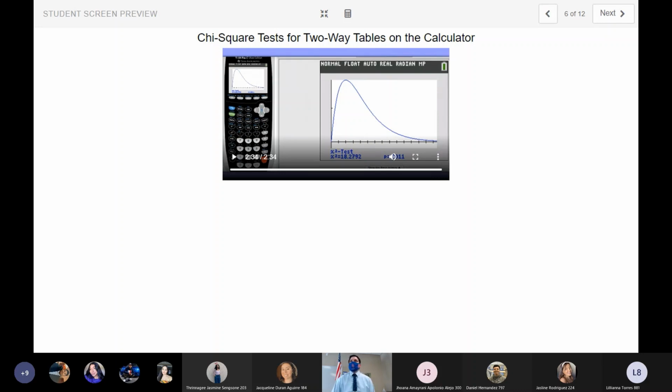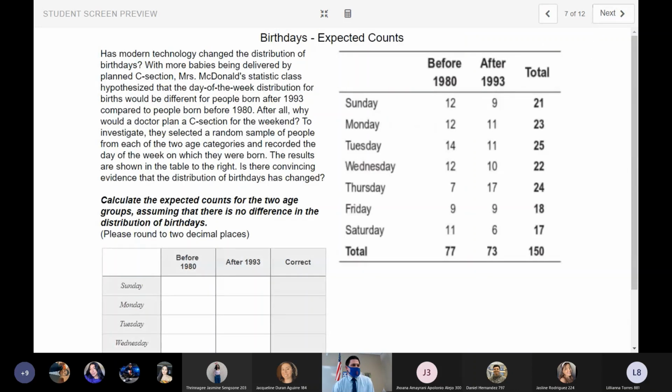All right. So now we're going to actually do some calculations. So we go to the next screen. We have our expected counts that we're going to be calculating. All right, so has modern technology changed the distribution of birthdays? With more babies being delivered by planned C-section, Miss McDonald's statistics class hypothesized that the day of the week distribution for births would be different for people born after 1993 compared to people born before 1980.